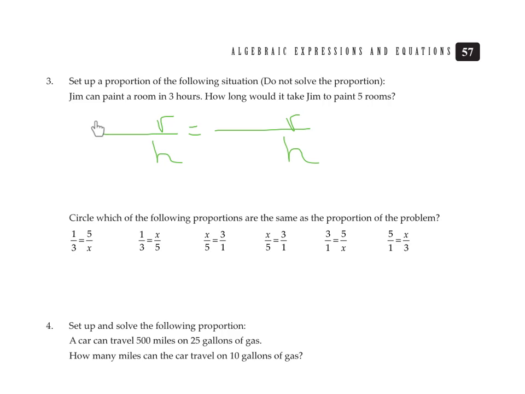Okay. And remember, these come from the first part of the story. Jim can paint a room in 3 hours. That's one room for 3 hours.